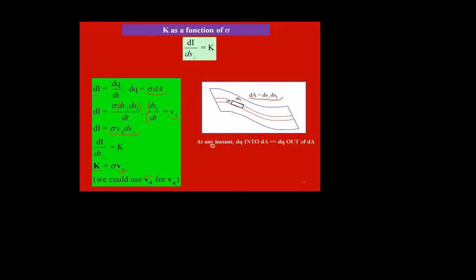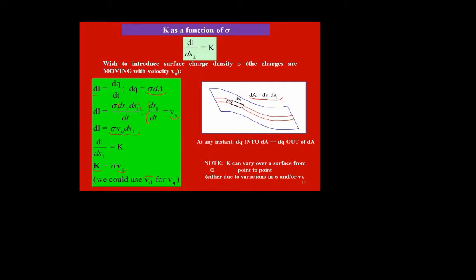So just remember that at any instant dq into this area is equal to the dq out. So there's no buildup of charge in here. So sigma, in terms of the instantaneous value, is a constant here. We could have K varying over a surface from point to point, and that could be due to variations of sigma with position and or velocity. The other thing that could be possible also is that one or more of these is time dependent, in which case K could be time dependent.